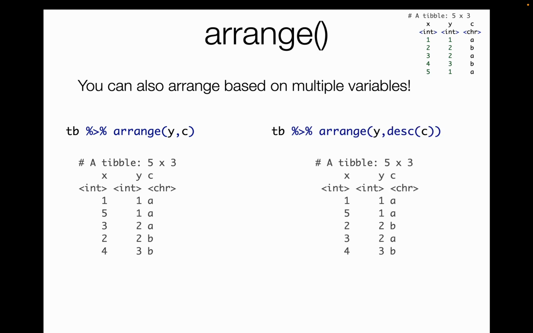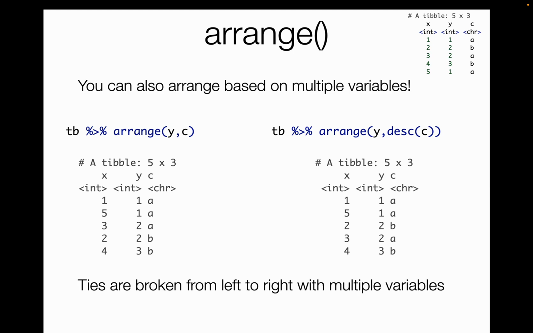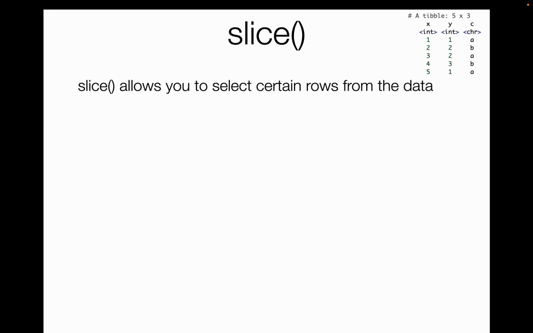You can also go in descending order, which is going to flip it back to what it was before, because B would come first before A. So rows 3 and 4 are now switched again, but for that opposite reason. Ties are broken left to right with multiple variables, in the way that they come in the arguments.